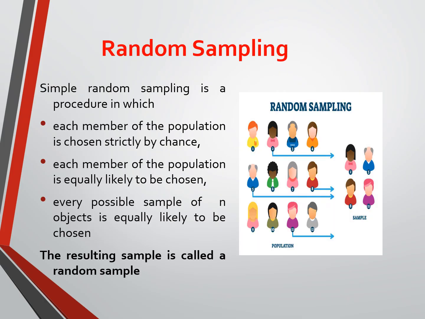Yesterday, I took the sample and random sampling by considering the 26 alphabets, and from that we selected. Today, I am coming to the concept of random sampling, where simple random sampling is a procedure in which each member of the population has an equal chance of being selected as a sample.